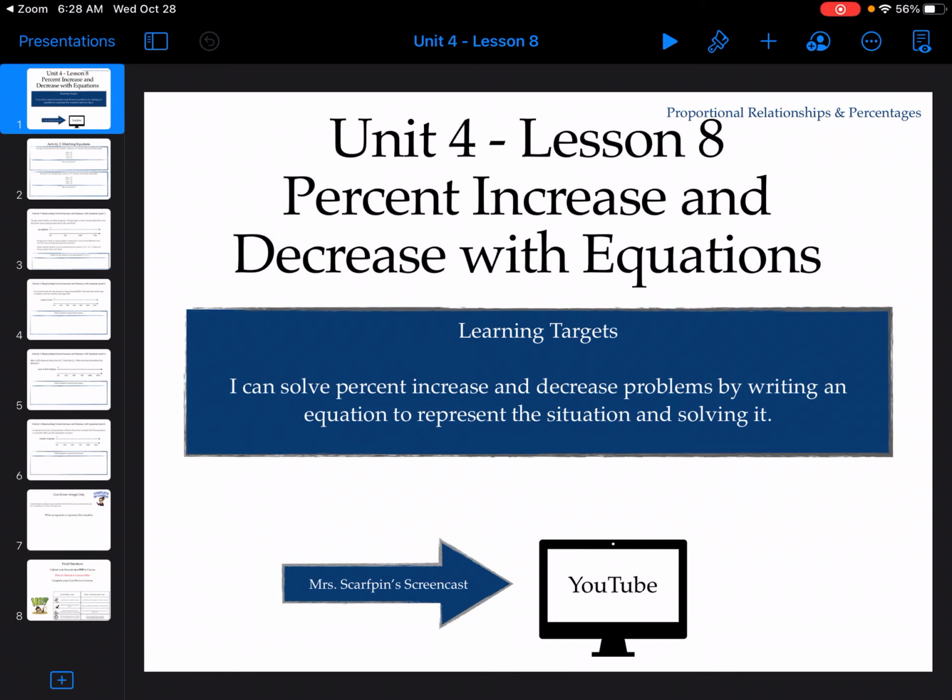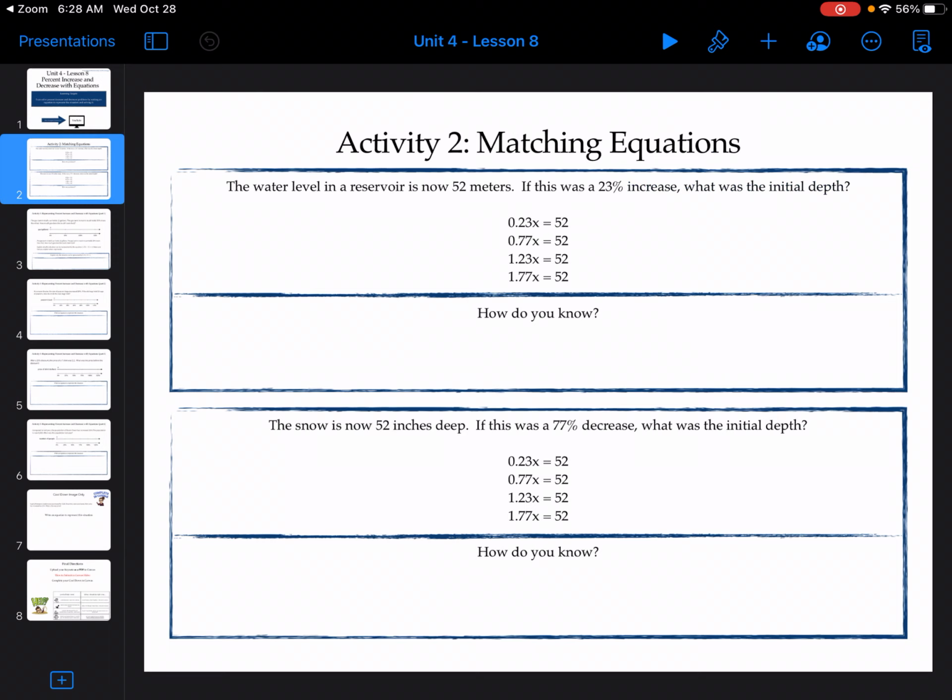Unit 4, Lesson 8, percent of increase and decrease with equations. I can solve percent of increase and decrease problems by writing an equation to represent a situation and solving it. All right, so they want us to match the equations. The water level in a reservoir is now 52 meters. This was a 23% increase. What was the initial depth?